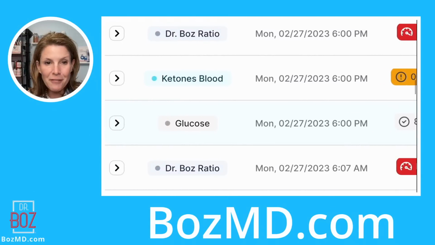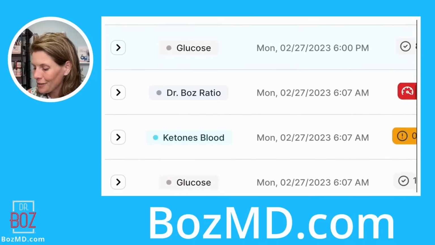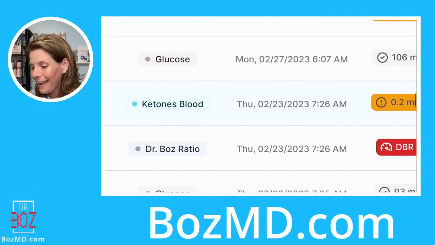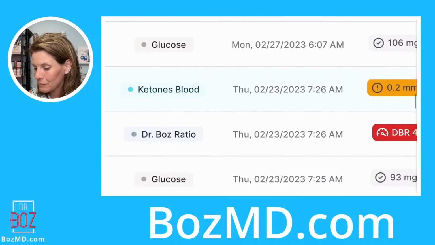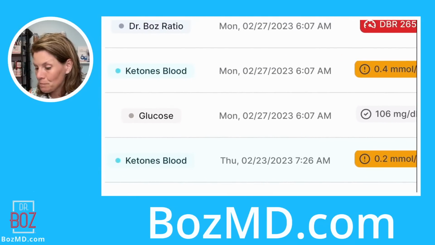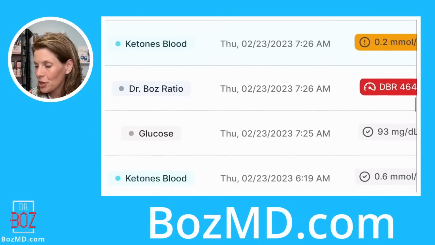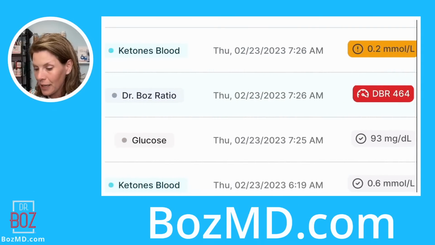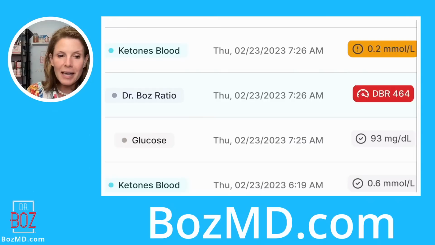That was on Monday night after I'd been fasting 24 hours. So you can see that my trends are better than when I start out, so this was Monday morning. If you go back to Thursday, though, that ketone's 0.2 and the glucose was 93, and that was after I ate. So again, I'm just trying to show you some real data from me.